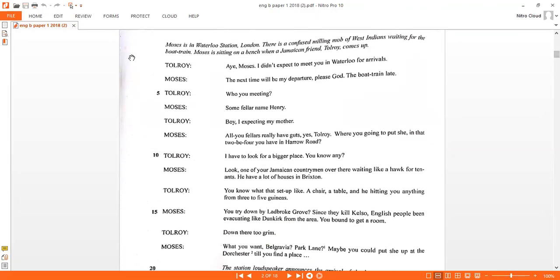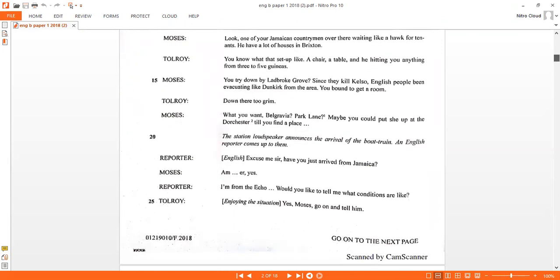Now, if we go all the way up to the stage direction given at the top, it says Moses is in Waterloo Station. Right away, we know that the setting is at a station in London, Waterloo. We know also that he is waiting for the boat train at the station in London. So we have 2 pieces of information there. We have another piece in the dialogue that Moses says, and we also have another piece of information given to us in the stage direction in line 20. The station loudspeaker announces the arrival of the boat train. So right away, we know that they are at a station.